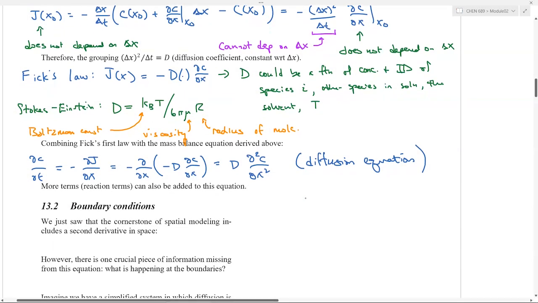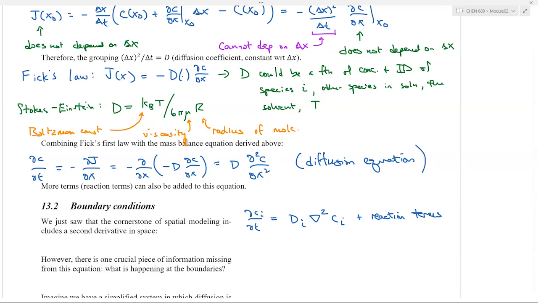Okay, that was one dimension, but it scales up to 3 dimensions. And I can write down the concentration as a function of time, the derivative of species i, I should say, is equal to the diffusivity of species i times, in 3D space, del squared times Ci, and then plus reaction terms, etc.